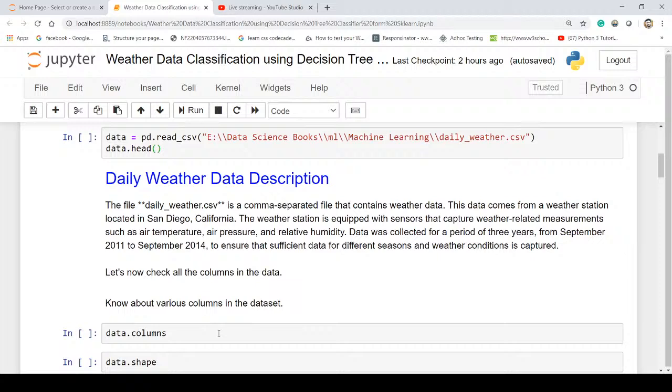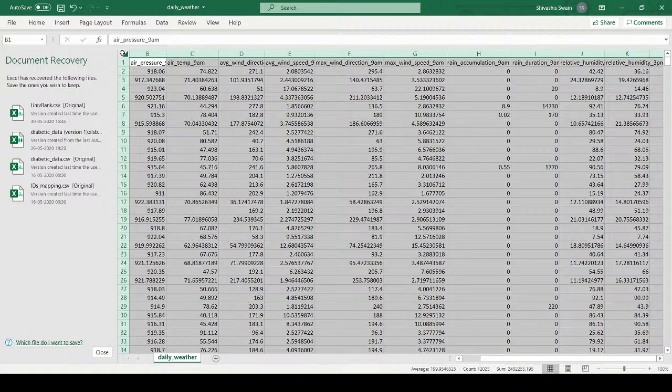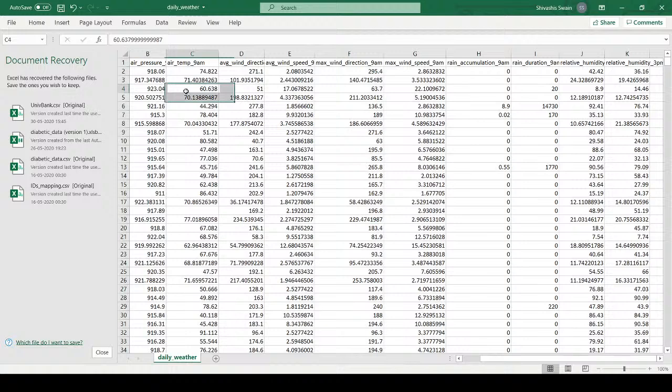I'll quickly take you through the Excel sheet. Just give me a moment. Yep, so here you go. This is our Excel sheet, where we have multiple variables, like air temperature, average wind direction, and so on. And the target variable is also given here, which is relative humidity underscore 3 pm. This one.